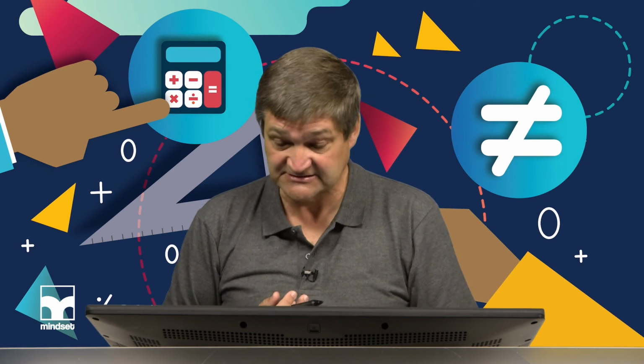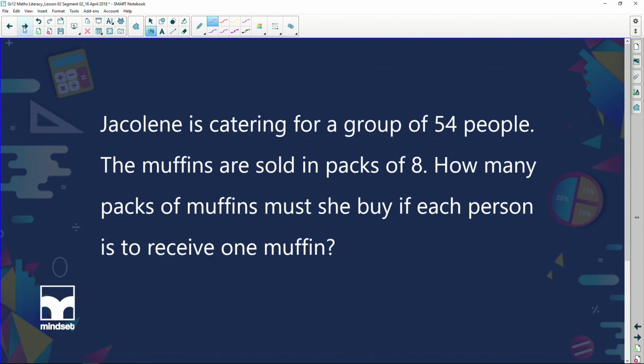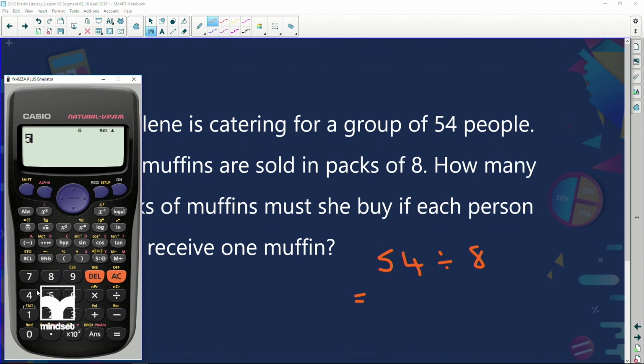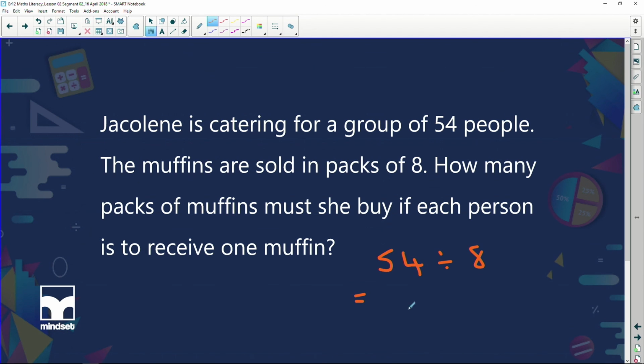So Jacqueline is catering for a group of 54 people. The muffins are sold in packs of 8. How many packs of muffins must she buy if each person is to receive 1 muffin? So we've got 54 people. We're going to divide it by 8, okay, to work out how many packets we need to buy. Now, folks, when I do this on my calculator, I'm going to say, right, 54 divided by 8 equals, and I get an answer of 6,75.